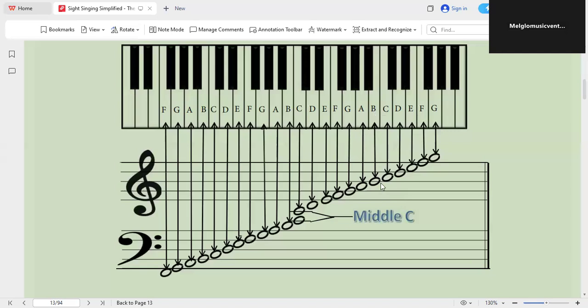And then the third space on the treble staff is C. That is the white key before the two black keys, followed by the fourth line on the treble staff, which is D. That's following C on the keyboard, followed by the fourth space on the treble staff, which is E. You can see how they connect.